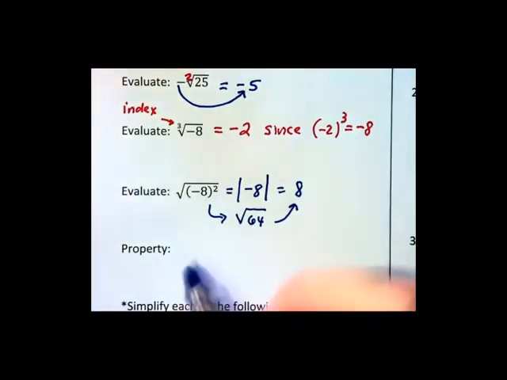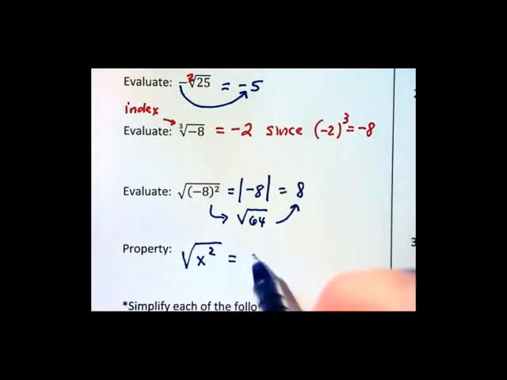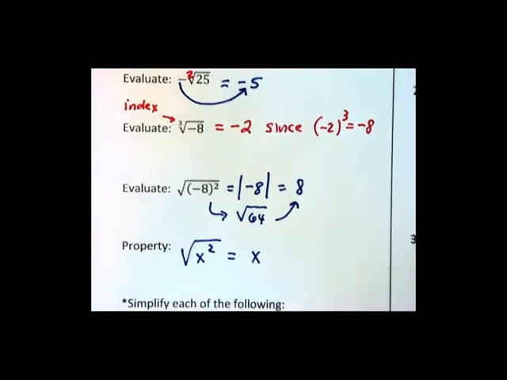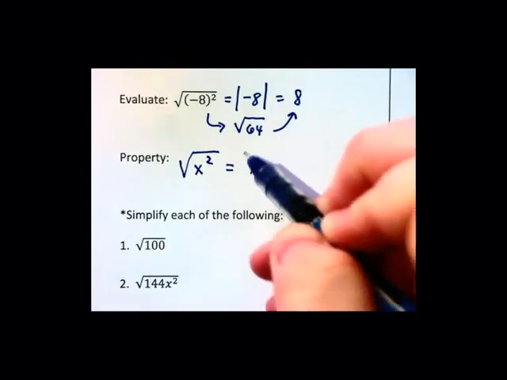And that leads to this next property. The square root of x squared, you might think, is equal to x. But it's not equal to x. It's equal to the absolute value of x.